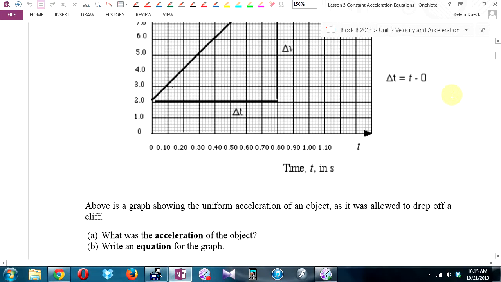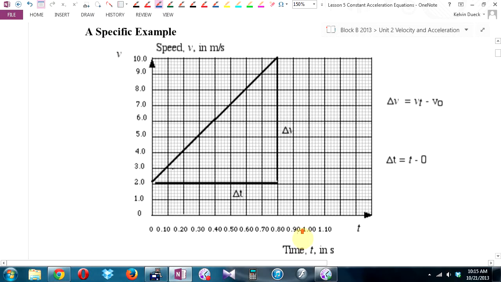What's the acceleration of the object? Well, for those of you who were away last day, this is a good review. We said that for a velocity time graph, the acceleration is going to be the slope. What is the slope here? Well, let's see. I'm going to do that right here. Slope is the rise over the run.